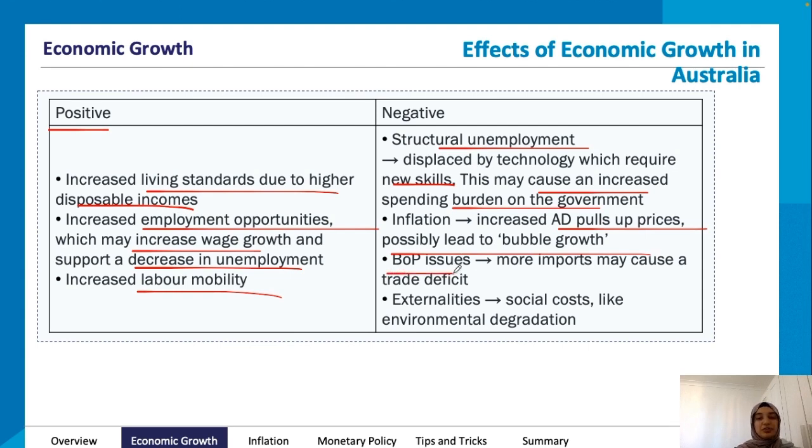The balance of payment issues, if you've been through the balance of payments topic, that is something to consider. More imports may cause a trade deficit, which is not something that is necessarily good for the economy. Thinking back to aggregate demand and net exports.